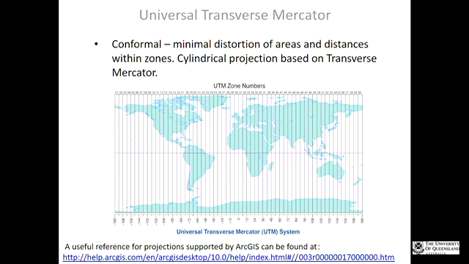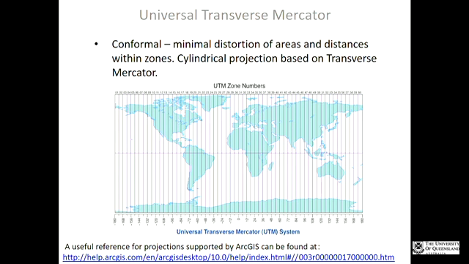So if you're within zones, it's conformal, so it maintains shapes, but there's really minimal distortion of areas and distances within zones. So as long as you're within a zone, then really it's a really good general projection to use that preserves those areas and distances and shapes. But if you go across zones, it works very poorly. So if you're doing some global analysis or regional analysis across Southeast Asia, for instance, it would work poorly because you're going across many zones.